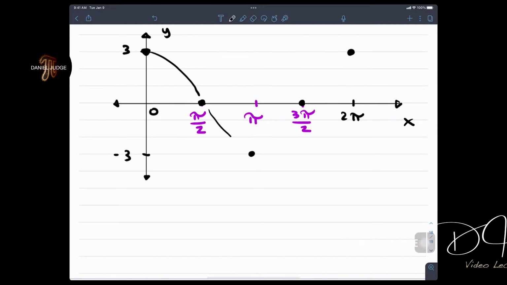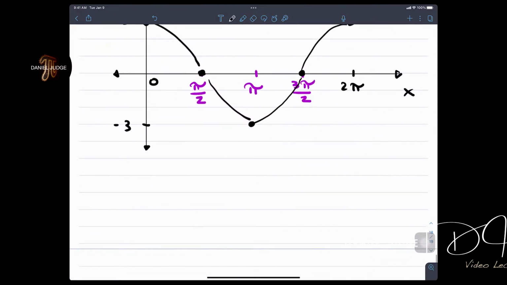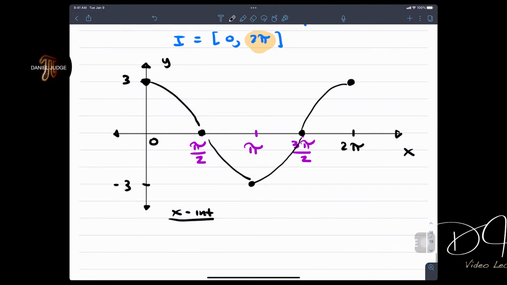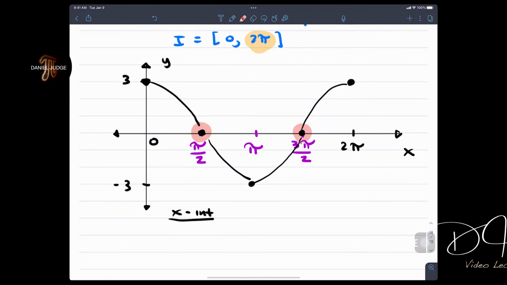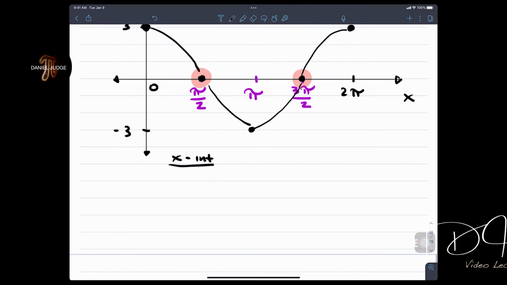Down to the x-axis, lowest point, back up to the x-axis, highest point. There you go. Now a picture is worth 1,000 words. We're going to need to know what this really means. Where is the x-intercept? Where you cross the x-axis. At pi over 2 and 3 pi over 2. So we're going to find those x-intercepts.